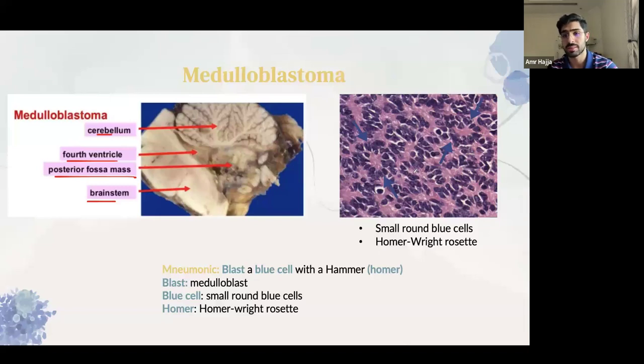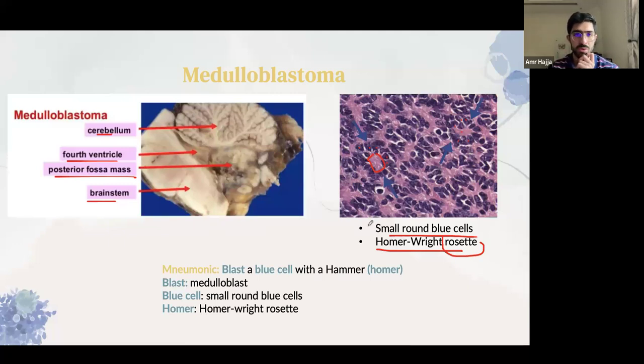Its histopathology is characterized by small round blue cells. These round blue cells, one, two, three, are small round blue cells surrounding an area of what's called neuropil. This forms a Homer Wright rosette. Think of a rosette as a rose, a flower. Let's take another circle. Here we have these blue cells surrounding this area in the middle, forming something like a rose or a flower. That's why they're associated with small round blue cells surrounding a Homer Wright rosette.